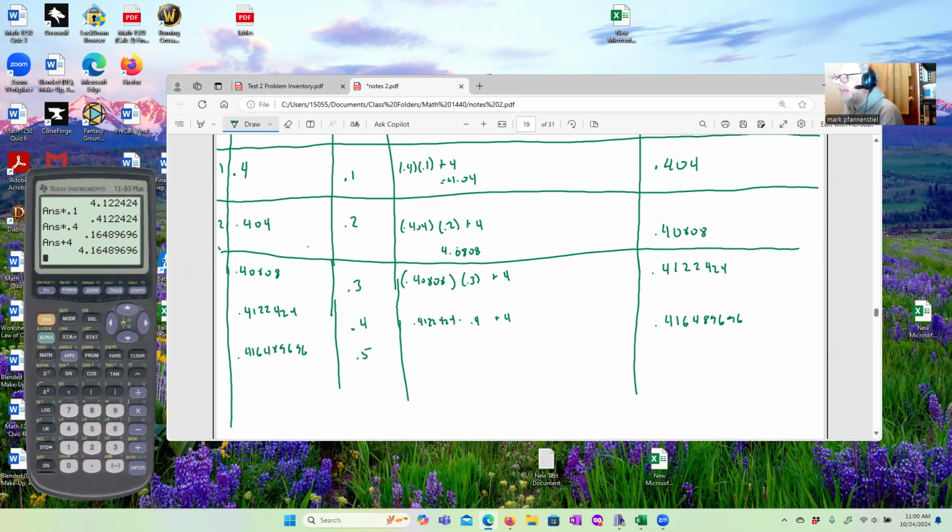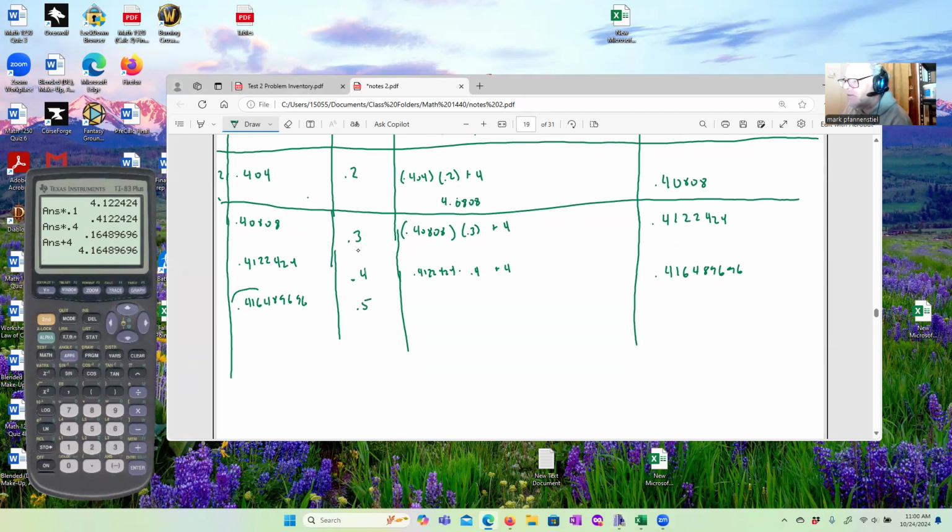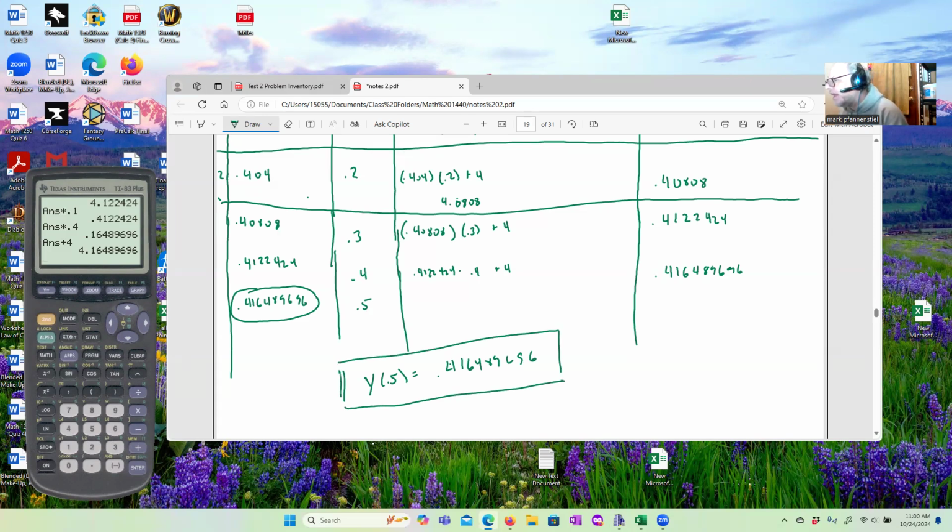Oh, what was the answer we were trying to get? We wanted y of 0.5. Well, here it is. We're done. Okay, so y of 0.5 was equal to 0.416489696. Okay, and this was the answer we were supposed to get for this thing. That's all you're being asked to do. Okay, we're not asking you to do anything more. This is it. All right. So figuring out Euler's method, there we go. And that is problem number 5.